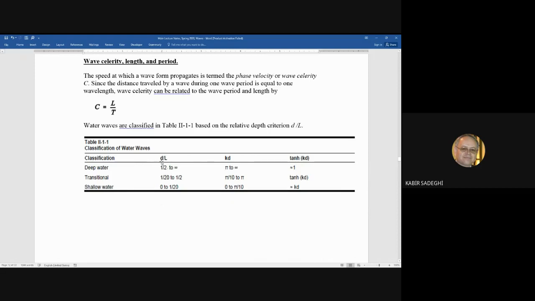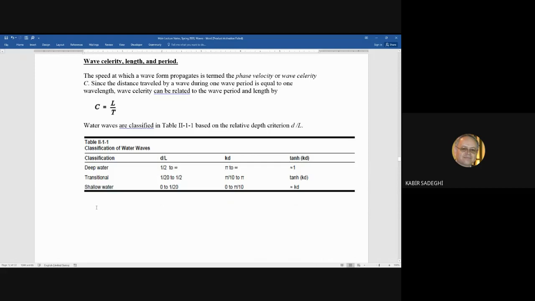This is equal to when we say D is greater than L over 2. They are the same. For transitional, I told you it was 1 over 25. It's written in this table as 1 over 20. It doesn't matter too much, because between 4% and 5%, it is something about 5%. And the US Army Corps of Engineers gives us L over 25, 1 over 25, which is 4%. This is rounded; 5% is rounded, it's not 4%. Between L over 2 for D and 5% of L, or 1 over 20, this is transitional. And less than this value, from 0 to this one, this is shallow water.